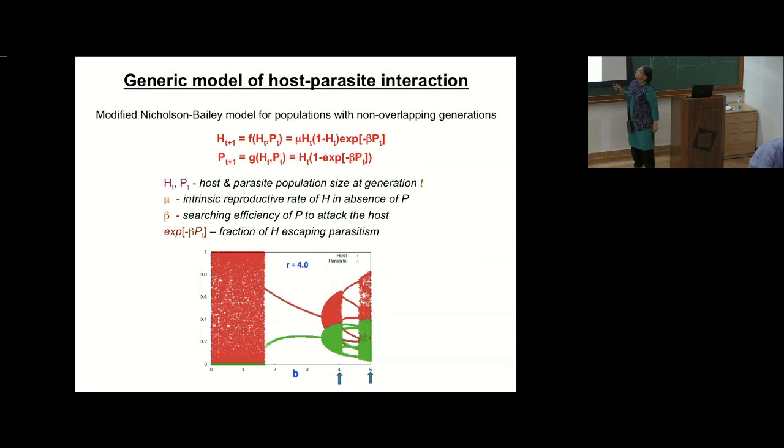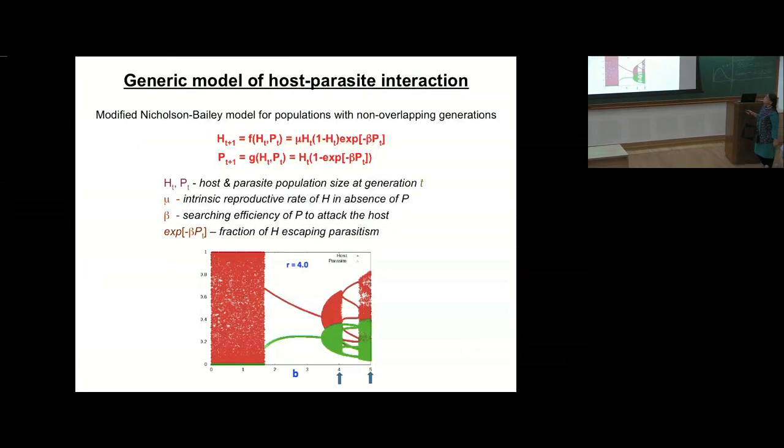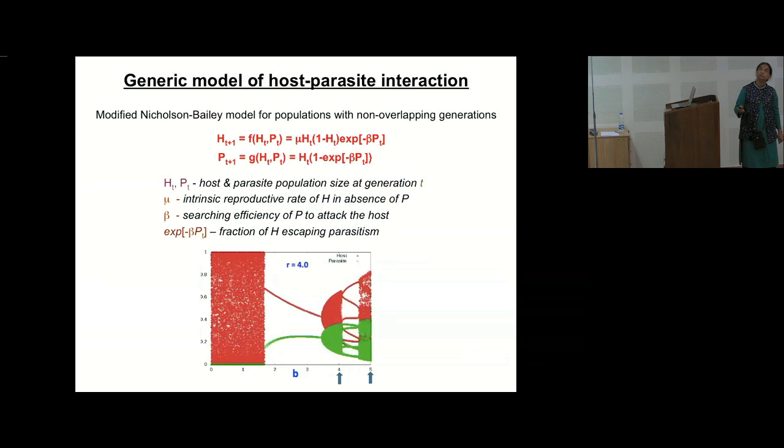This is the effect of parasitism, which has been modeled earlier using a Poisson distribution, rare event, etc. So when p is equal to 0, the host grows with a density-dependent logistic model. When p is non-zero, there is a minimum threshold value of beta, which is nothing but the searching efficiency of p to attack the host. Beyond a certain threshold value of beta, the effect of p comes up.